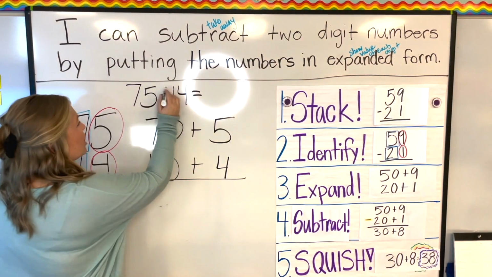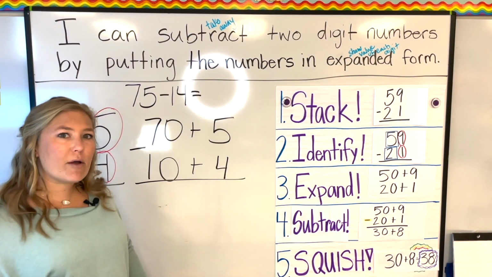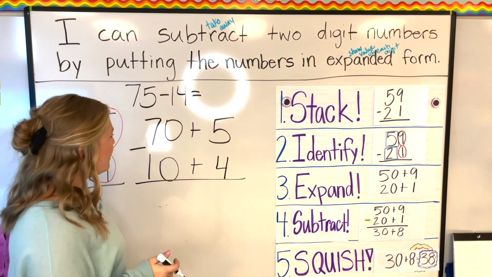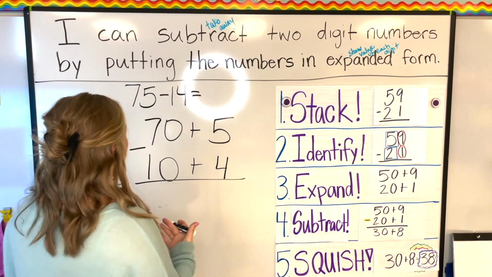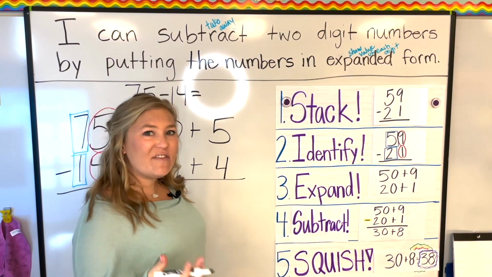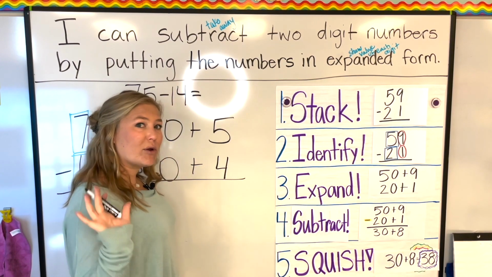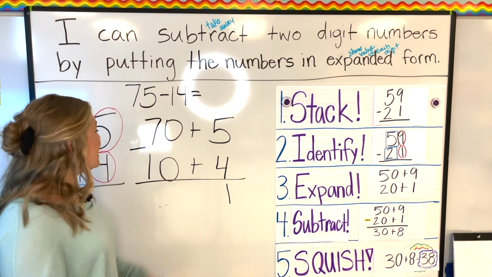I see my subtraction sign right here. I'm going to add it right here as well, just so I remember through every step exactly what I'm supposed to be doing. I'm going to subtract my ones first. All right, my ones. 5 minus 4. 5 take away 4. If I take away 4 from 5, what do I get? 1.